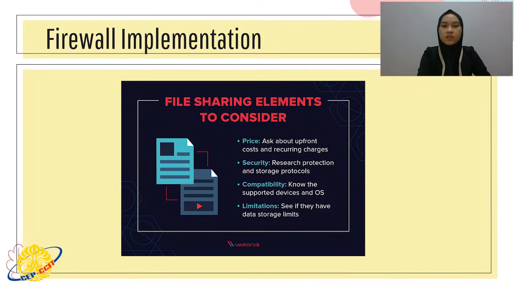Firewall implementation. A firewall is a system designed to prevent unauthorized access to or from a private network. You can implement a firewall in either hardware or software form, or a combination of both. Firewalls prevent unauthorized internet users from accessing private networks connected to the internet, especially intranets. All messages entering or leaving the intranet, the local network to which you are connected, must pass through the firewall, which examines each message and blocks those that do not meet the specified security criteria.